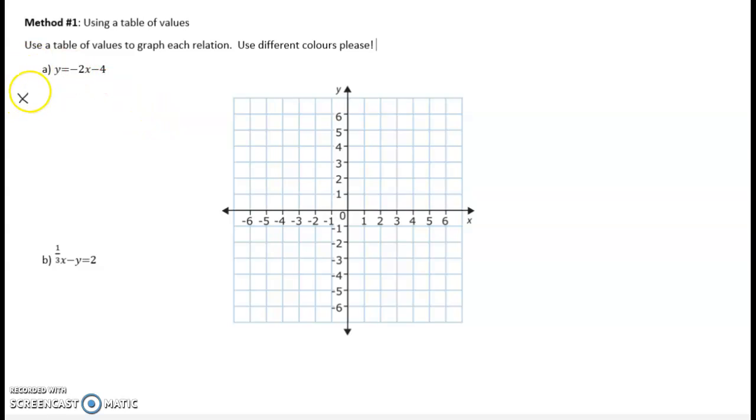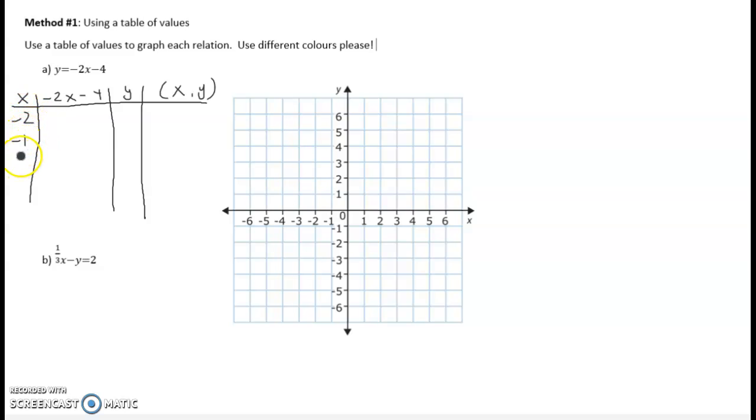So this first one, okay. So we have our x. I'll draw my line. And then we have our equation, negative 2x minus 4. And you'll have what y equals. And then we'll have our x and y coordinate. So we're going to go from negative 2 all the way to positive 2.